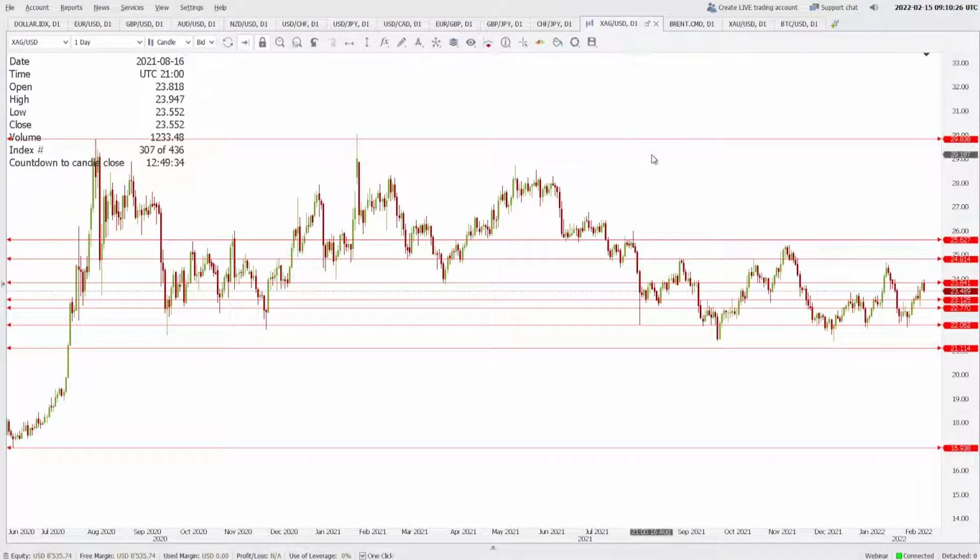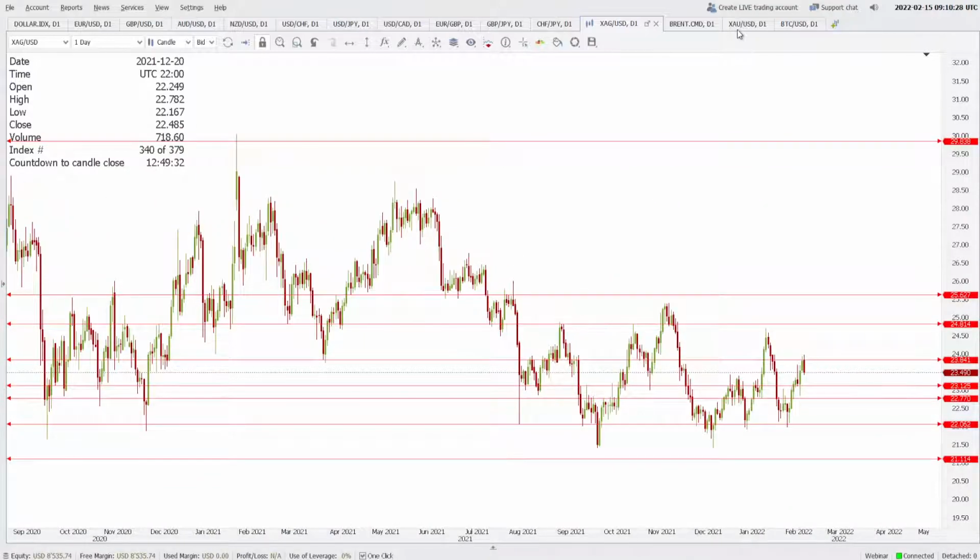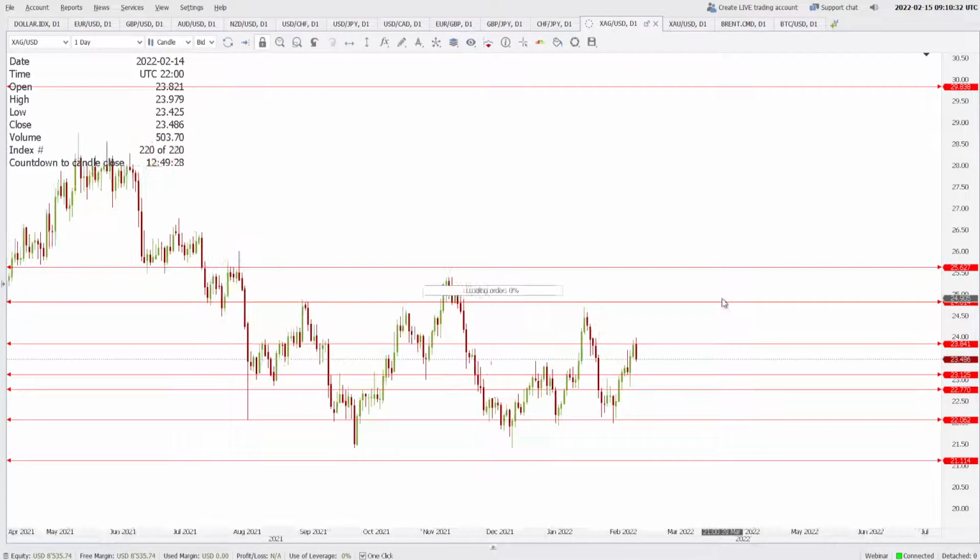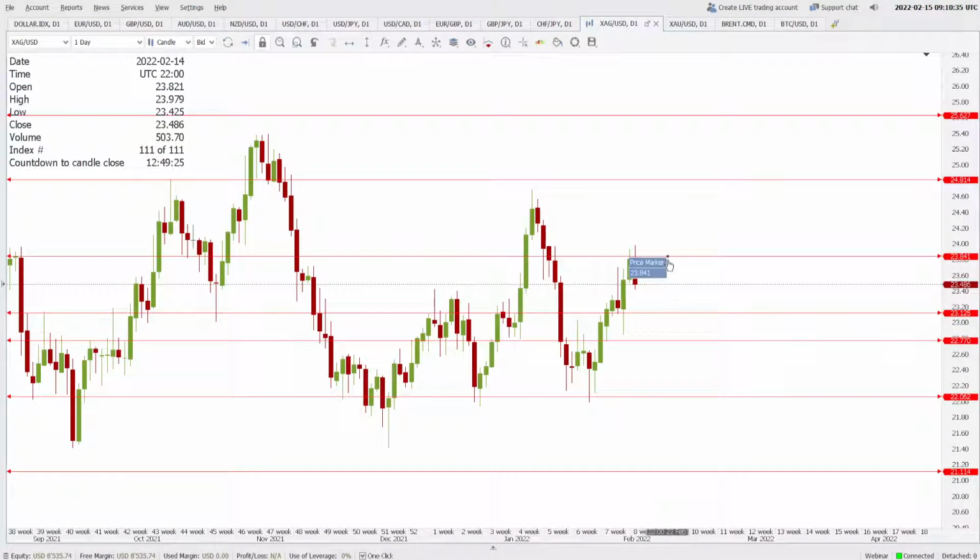Let's talk about the bullions here. Now in the bullions, we have silver first. Silver is okay. Yesterday it tested our level of resistance at 23.84. Now it's giving us a bearish engulfing.